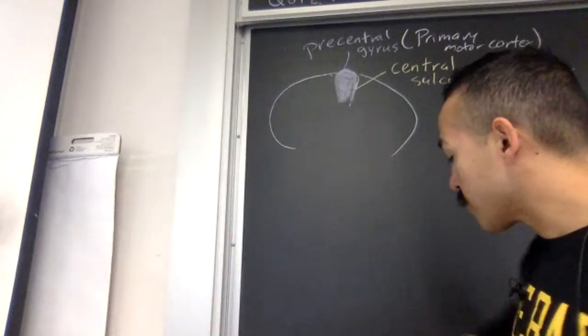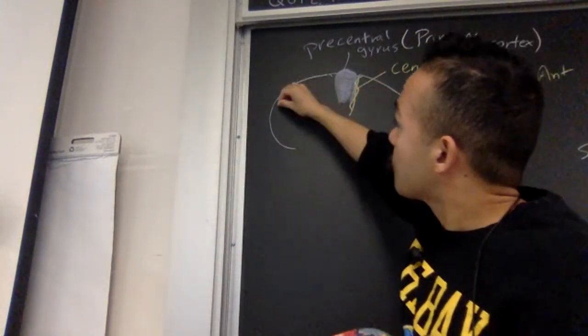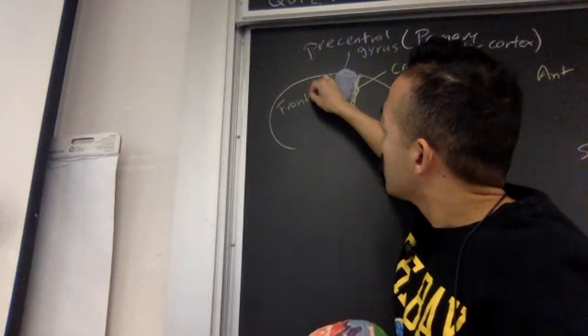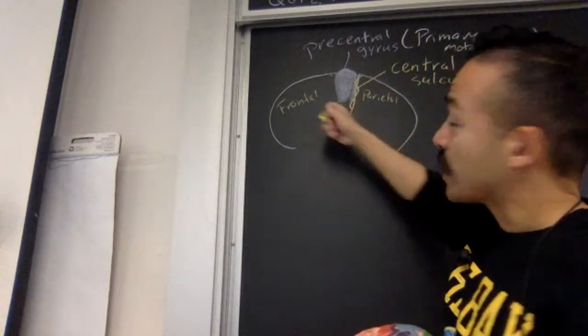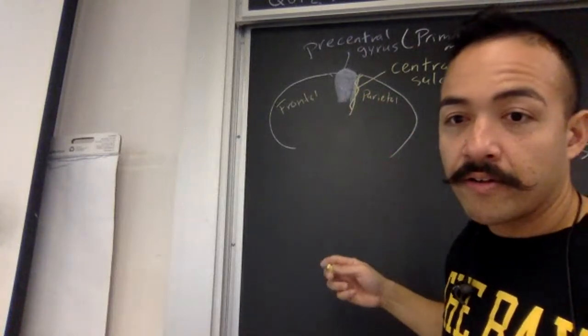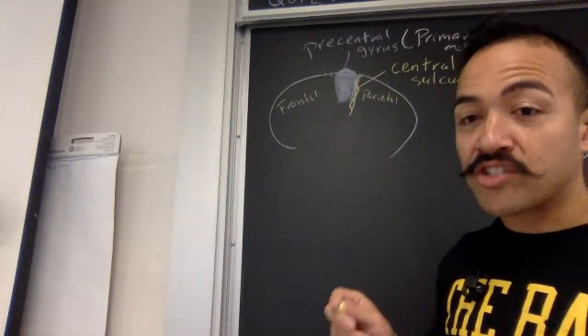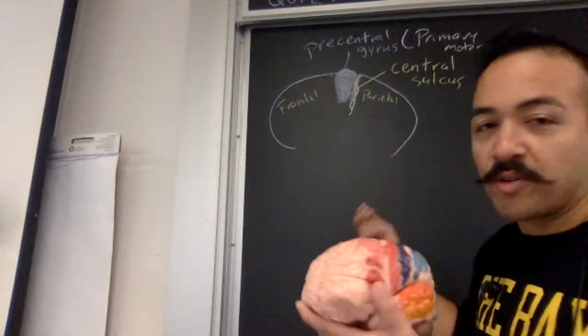So this central sulcus is the border between frontal and parietal. You've got a frontal lobe and you've got a parietal lobe. And Andrea, yes, the central sulcus is between the motor and somatosensory. I'll get to somatosensation in a second. Oh, you know what, right now.